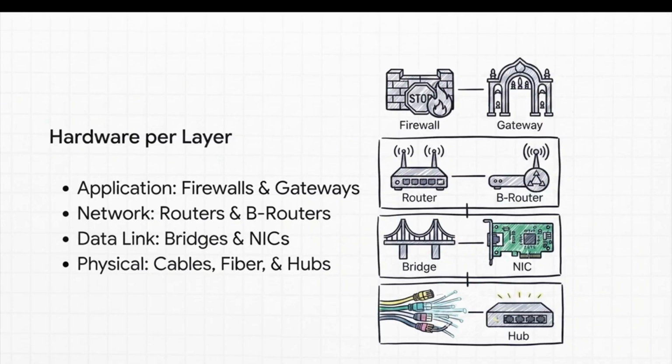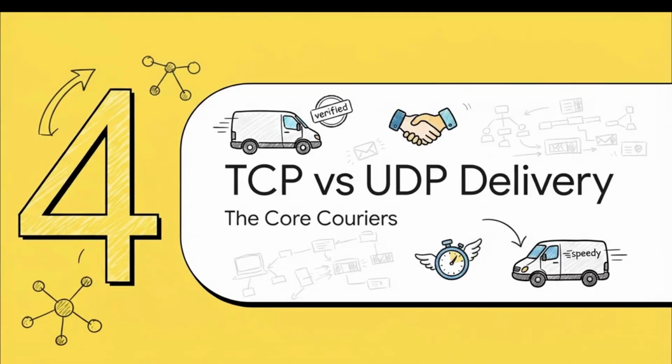Further down at the data link layer, we've got bridges and your device's NIC cards handling physical MAC addresses. And at the very bottom, the physical cables, fiber channels, and Wi-Fi signals are doing the literal heavy lifting of transmitting the data. All right, Section 4, delivery, TCP versus UDP, the core careers.